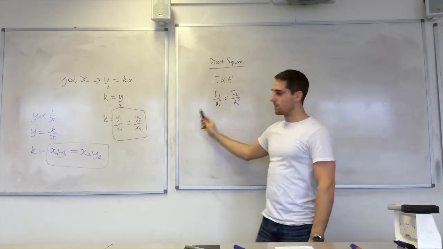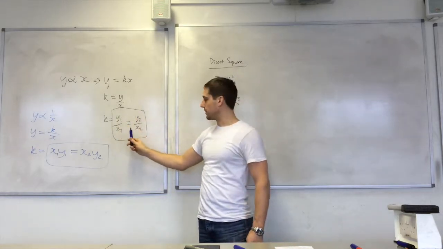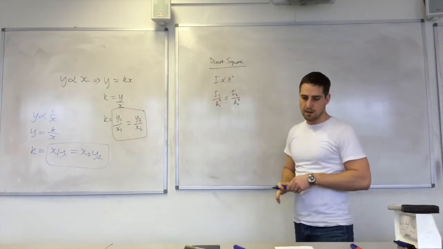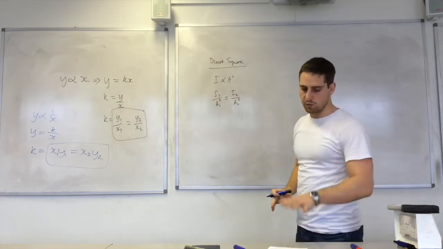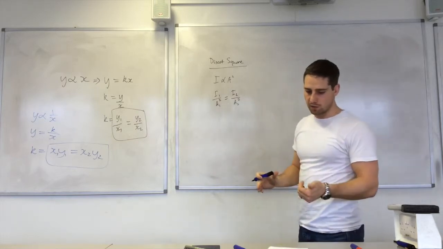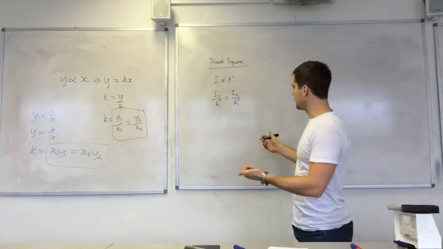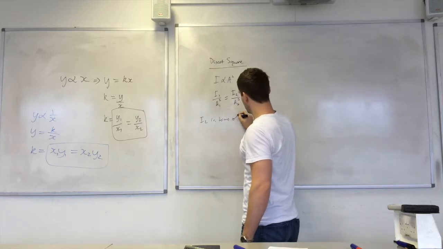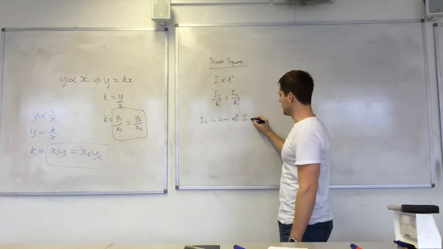Which, as you can see, is the same as the direct proportional relationship, except the x quantity, which is amplitude here, has been squared. I'm going to do two different problems here. The first one, let's find out what I2 might be in terms of the initial intensity.